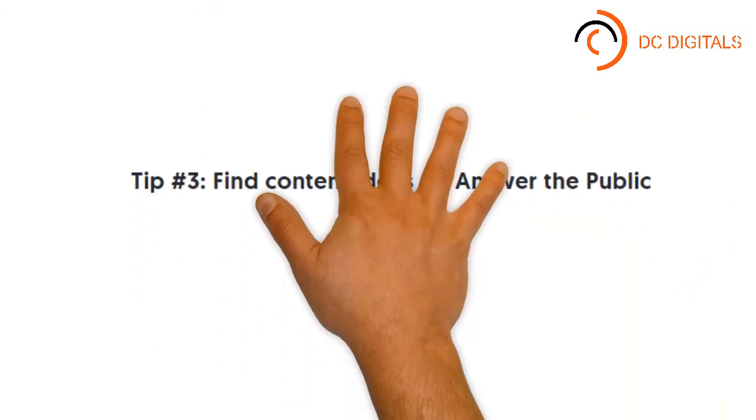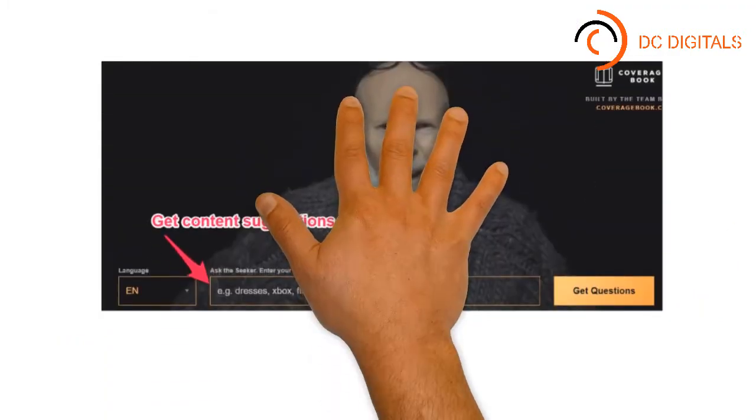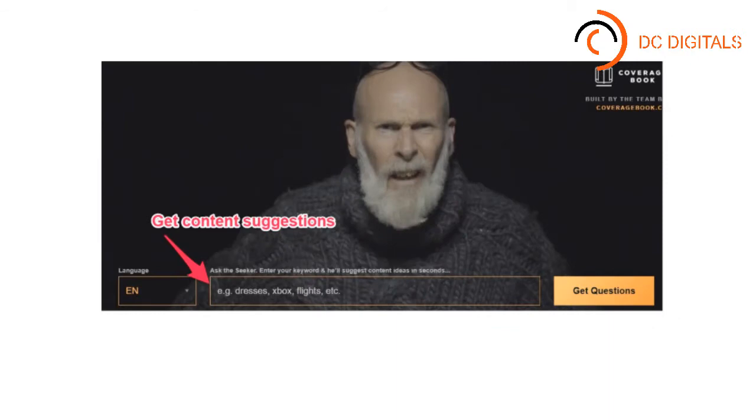You can also identify some questions by using a site like Answer the Public. Tip number 3. Find content ideas on Answer the Public. Since questions are most likely to bring up featured snippets, you've got to answer how, what, when, where, why, or who.